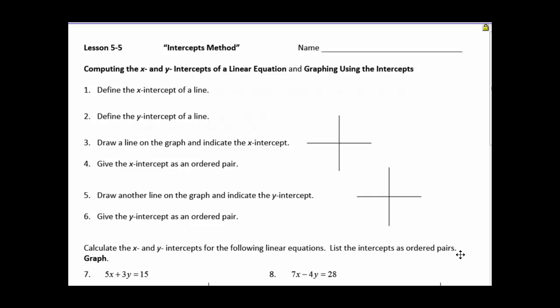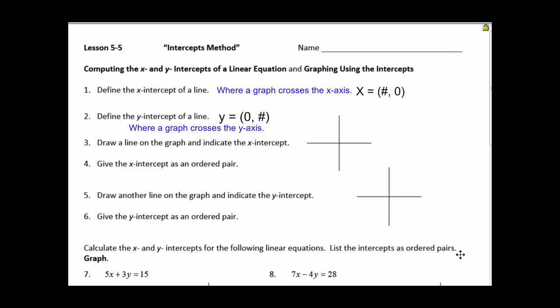First, we need to remind ourselves what the definition of an x-intercept is, and define the y-intercept of a line. The x-intercept is where a graph crosses the x-axis. We can let x equal a number, comma 0. The y-intercept is just flipping the 0 and the number, and it's where the graph crosses the y-axis.